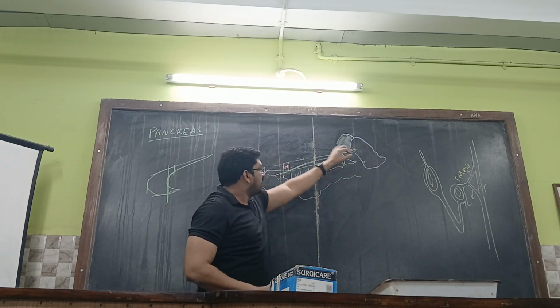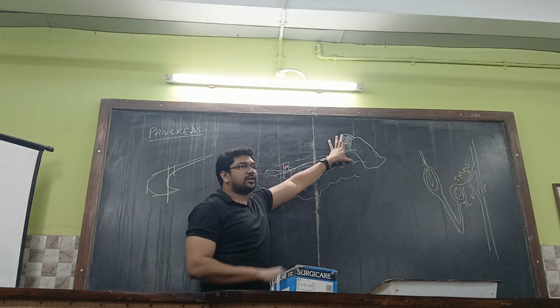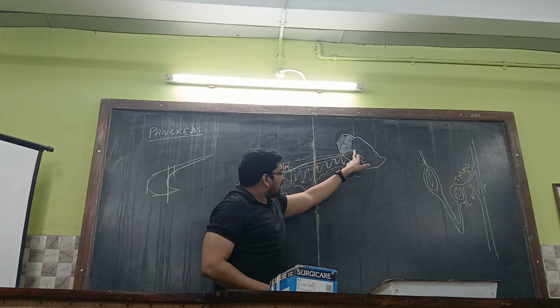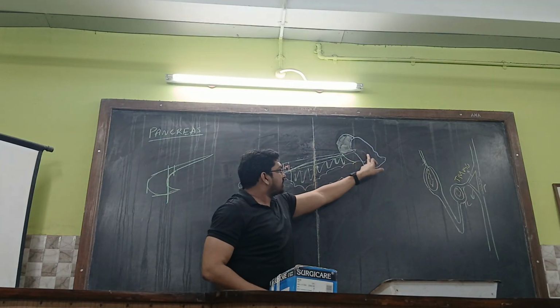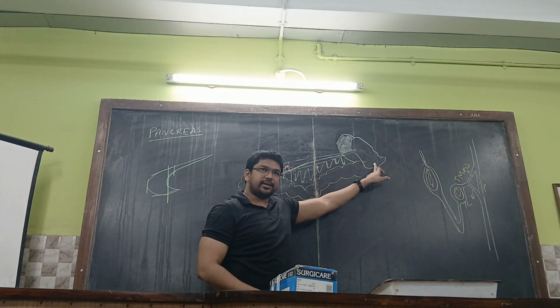Try to understand this. The tail is related posteriorly with the hilum of the kidney and a little bit of the anterior surface of the upper aspect of the kidney. And the tail will be reaching the hilum of the spleen. We will be discussing that later. Okay, it will be reaching the hilum of the spleen over here.